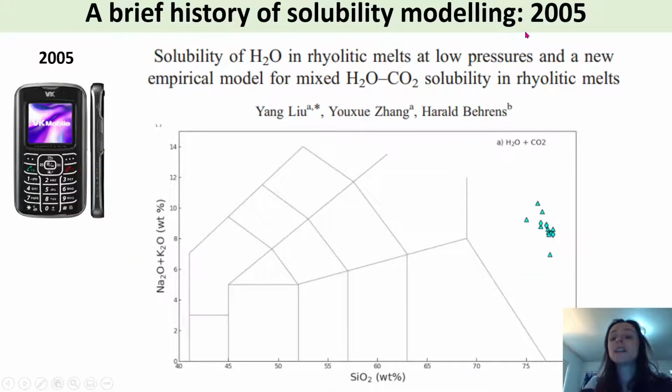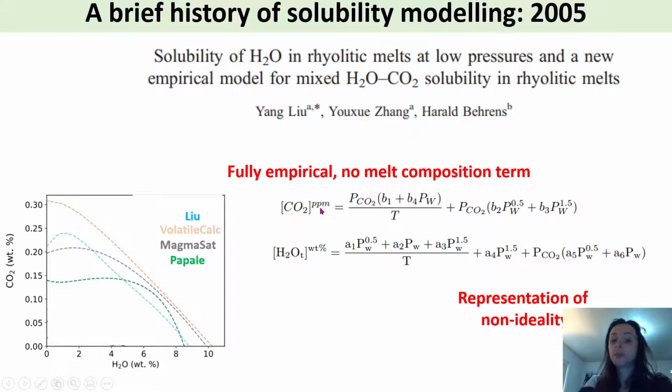Okay, Liu comes along in 2005 and is specifically targeting rhyolitic melts and both water and CO2 solubility. And this model is fully empirical and it has no melt composition term because such a small range of melt compositions were examined in that predominantly rhyolitic data set. And this is kind of the first model that represents non-ideality.